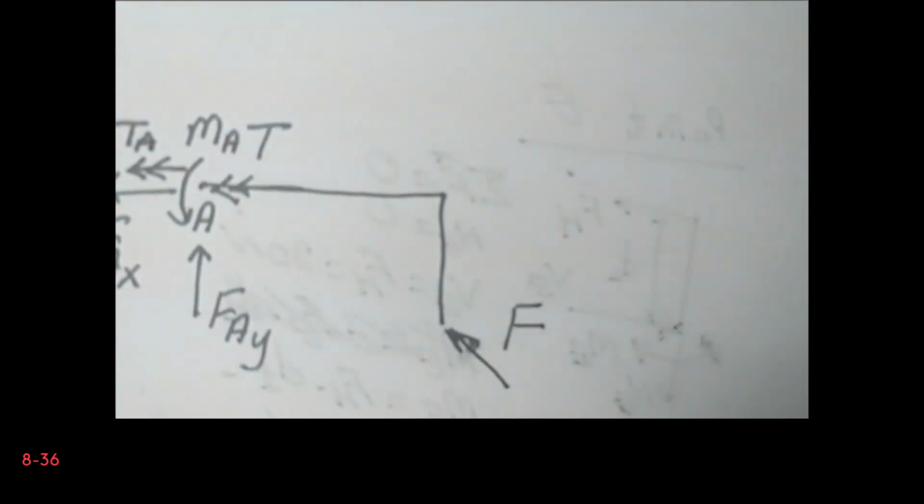And then I have a support reaction MA, the bending moment, and second we should have a support reaction to the torque, which is TA. So MA is in Z direction from the vector point of view.